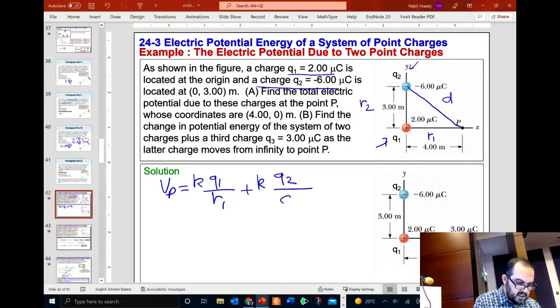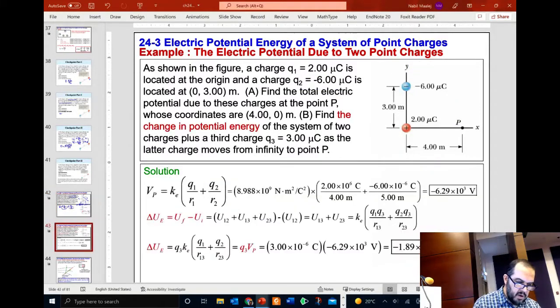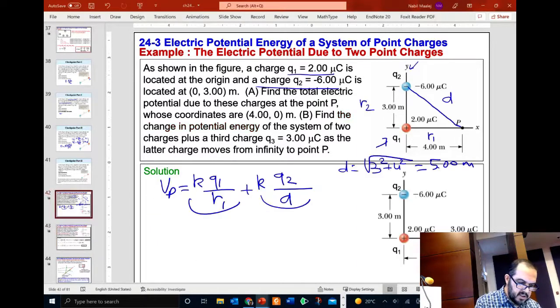So don't confuse. The distance here is D, and if you calculate D, it's the square root of 3 squared plus 4 squared, which is just 5 meters. Okay, so you can calculate this. Obviously, since Q1 is positive, this term is positive, Q2 is negative, this term is negative. So when you add them, you should not forget about the sign. You get minus 6.29 times 10 to the power 3 volts. Okay, this is question A.